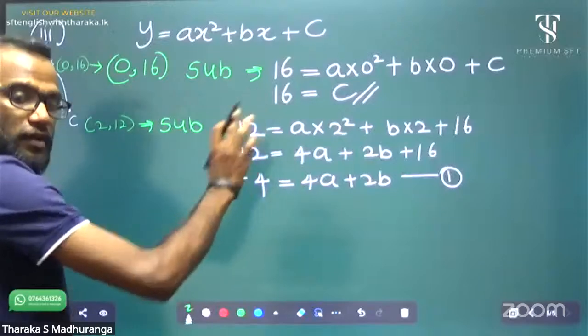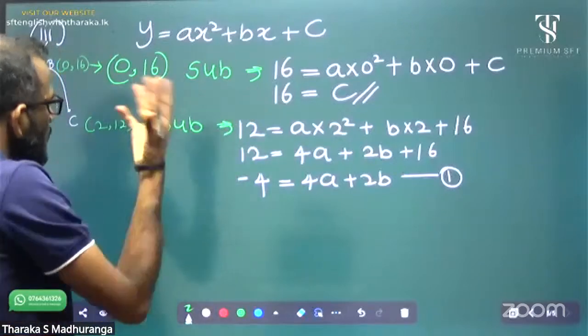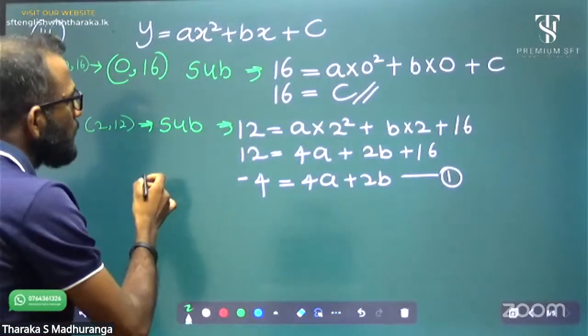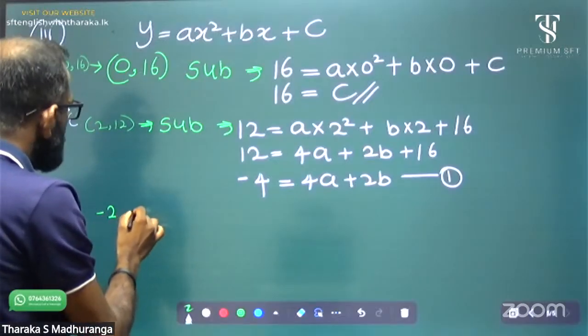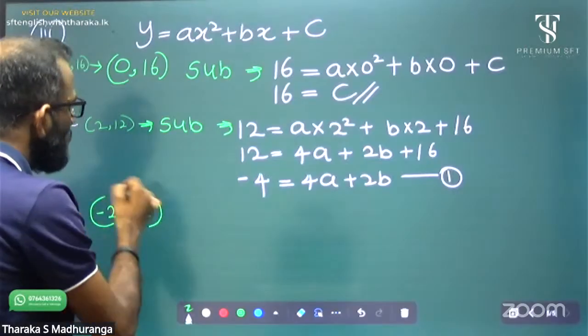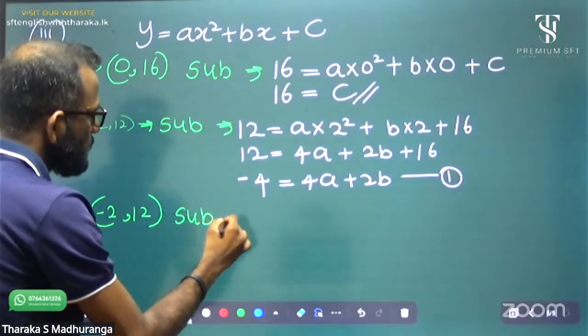Okay. Final step, substitute the remaining point also. Substitute minus 2 comma 12, that means the A point, into the common equation.